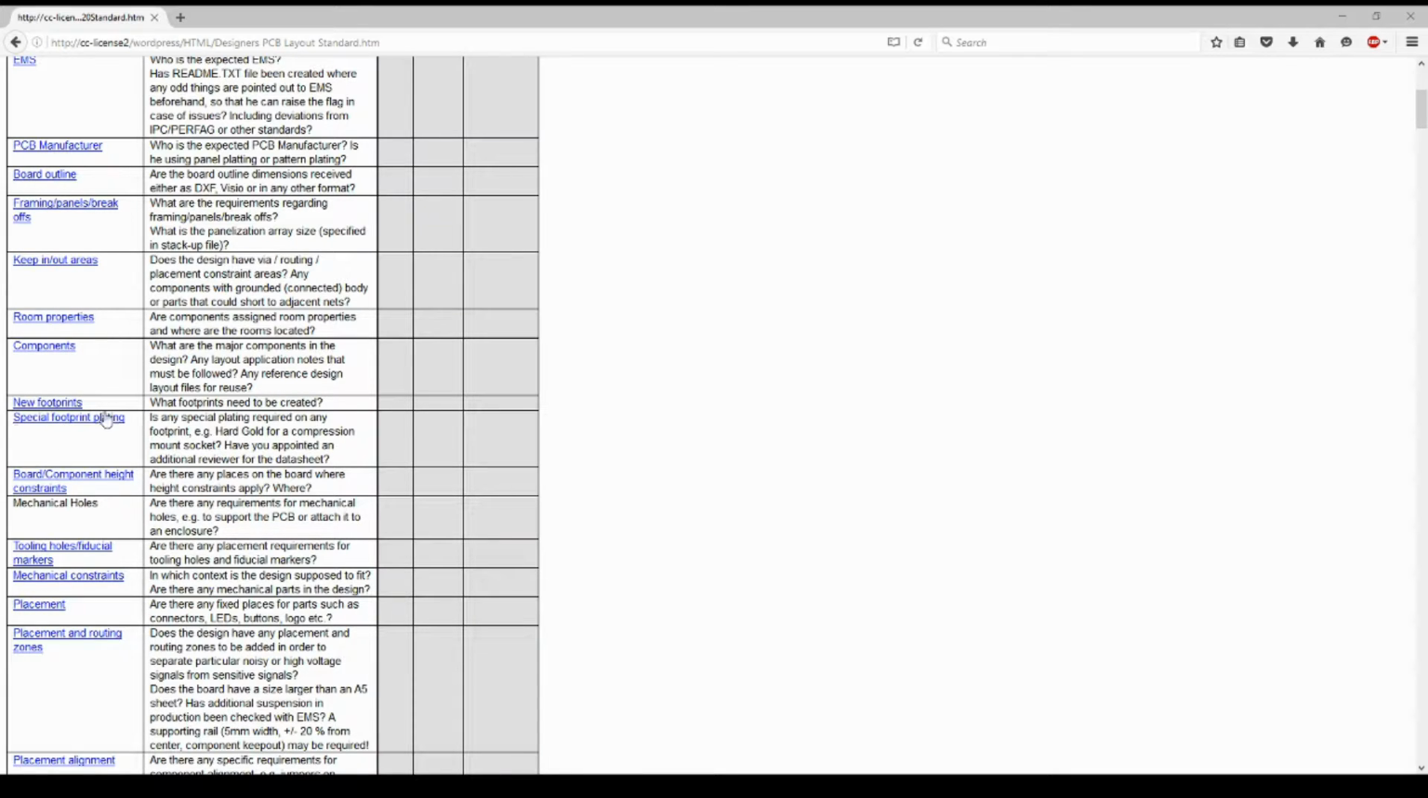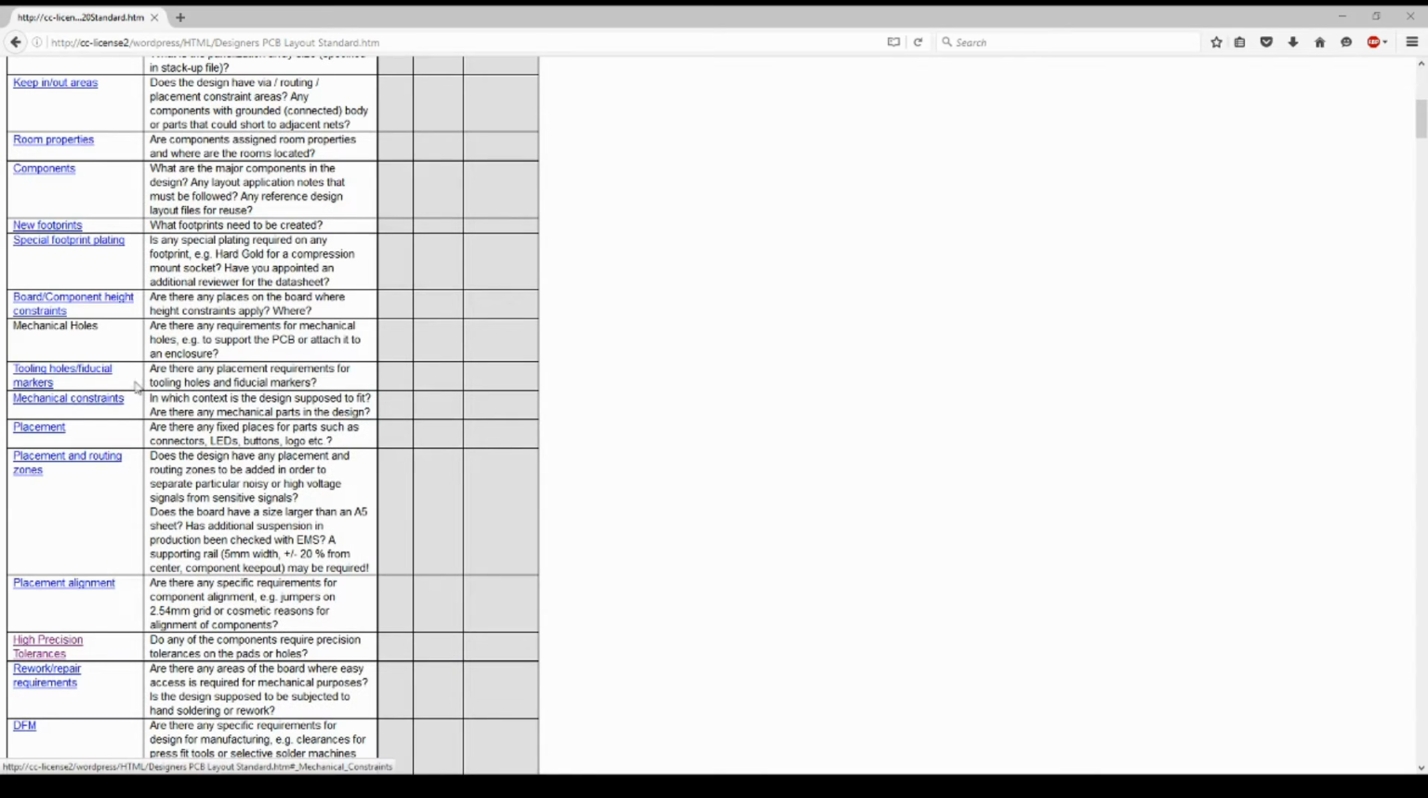New footprints. Obviously, a big task can be creating new footprints. We have a lot of footprints in our libraries, but if there's a new footprint or many new footprints, it also really determines how big the task of the total layout job is. So get the information, find them, or try to figure out which ones may be complex to design, so this can be taken into account in the time frame for this design.